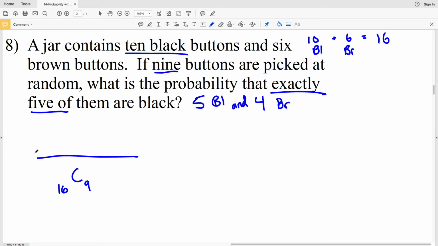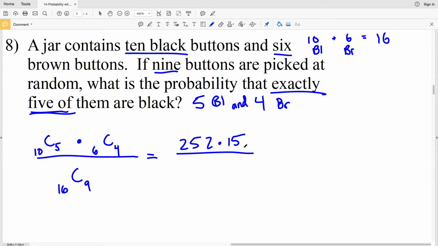Choosing 5 black, if 10 are black, we're going to have 10 choose 5 because we only want 5 black, and out of the 6 brown, we're choosing 4. So that's 6 choose 4. So the different combinations of choosing 5 black buttons out of the 10 black buttons times the combinations of choosing 4 brown buttons out of 6, all over the different combinations of choosing 9 buttons total. 10 choose 5 is equal to 252, and we're going to be multiplying that by 6 choose 4, which is 15.